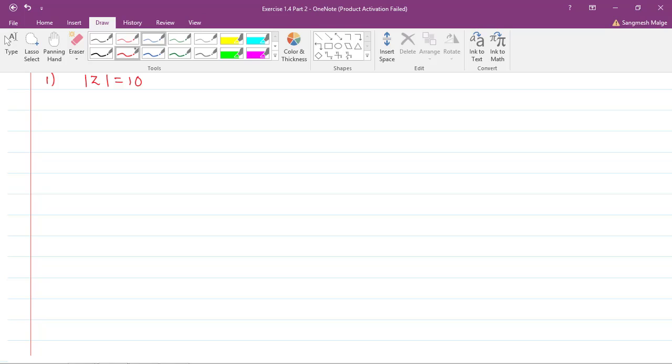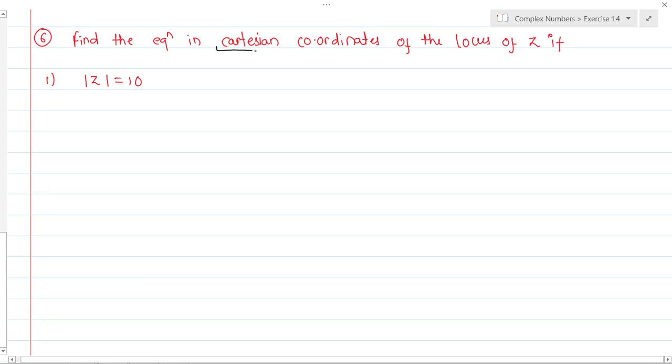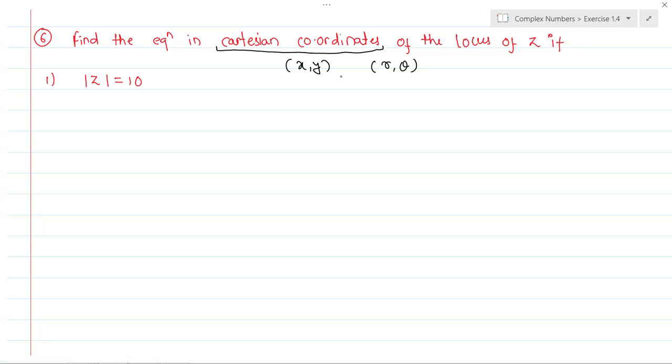Understand, we want to find the Cartesian coordinate equation. Cartesian coordinates are nothing but x and y. Always remember, Cartesian coordinates are x and y, and polar coordinates are r and theta. This we have already studied in our previous classes. So we have to express the given complex number in Cartesian form. Locus means it's nothing but a path, a path that we express in terms of x and y.